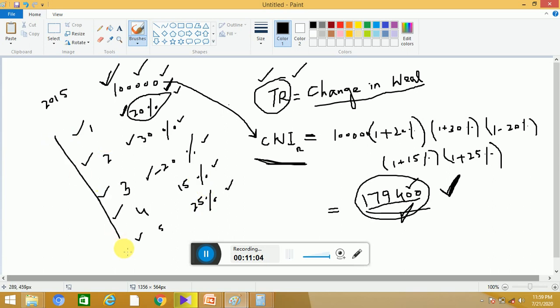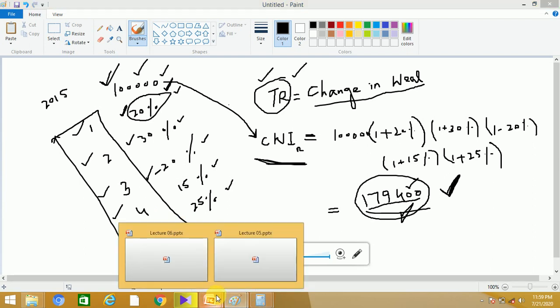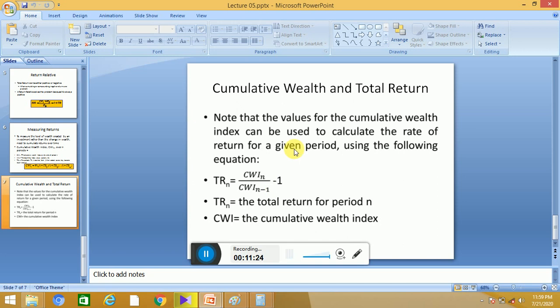But there is no information about these collective periods, that what is the total return, 30%, 25%, 15%, 10%, what? Total return for these 5 periods. So now this formula, cumulative wealth and total return, total return for n periods of time, will give you information about the total return for these n periods of time.